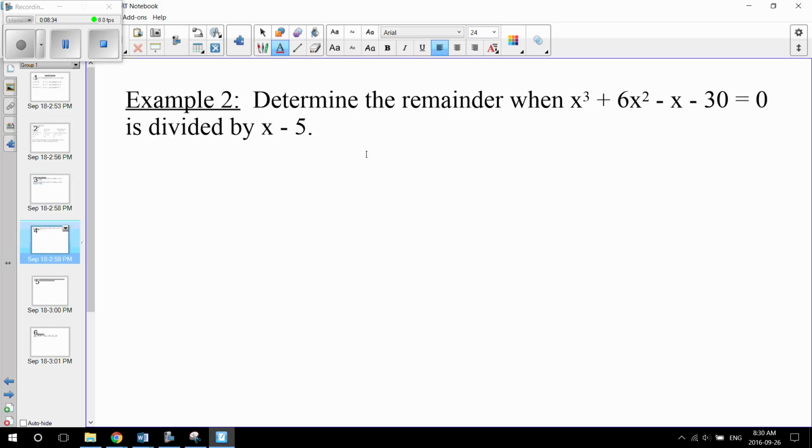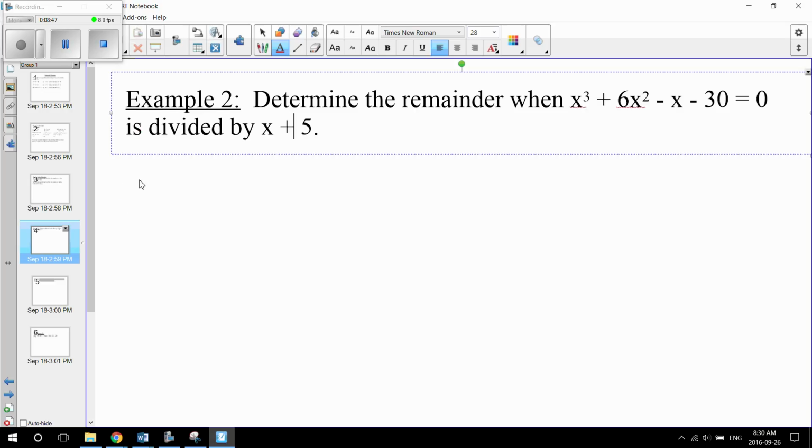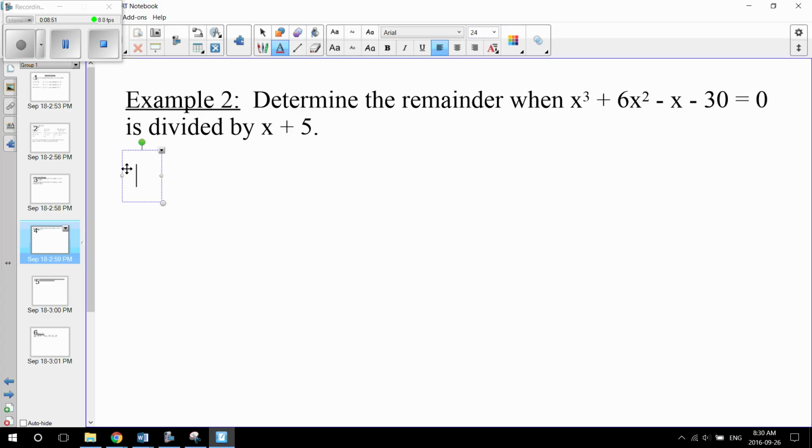So we're going to look at an example. It asks us to determine the remainder of this polynomial when it's divided by x minus 5. Oh, and sorry, that should actually be an x plus 5. So because our factor is x plus 5, that means we need to plug in x equal to negative 5.